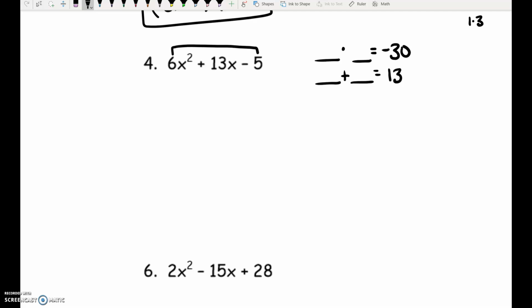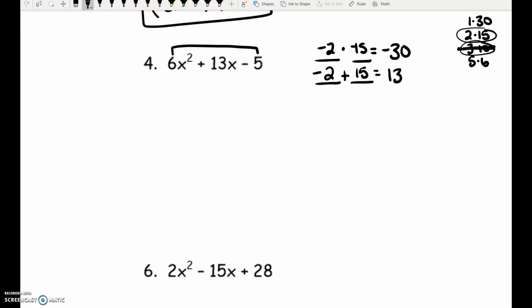So I'm going to do 1 times 30. I don't think that'll work. 2 times 15, 3 times 10, 5 times 6. Originally, I think, hey, 3 times 10, that's 13. But we have to multiply to get negative 30. So one of them has to be negative. And 10 minus 3 is 7. 3 minus 10 is negative 7. So it's not that one. What about 2 and 15? So negative 2 and positive 15. Negative 2 times 15 is negative 30. Negative 2 plus 15 is 13.